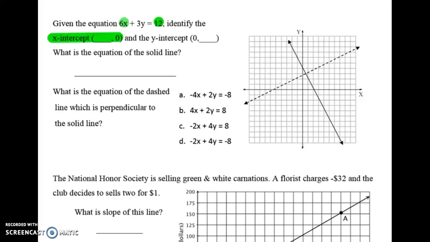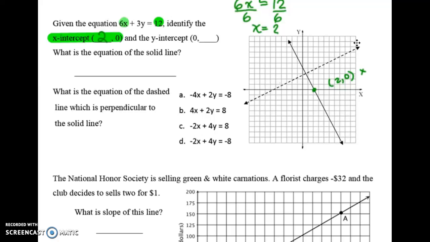Alright, this is part 2 of the Unit 4 review for the test on linear functions, including the coordinate plane, graphs, tables, and equations. So, given the equation 6x plus 3y equals 12, identify the x-intercept and the y-intercept.